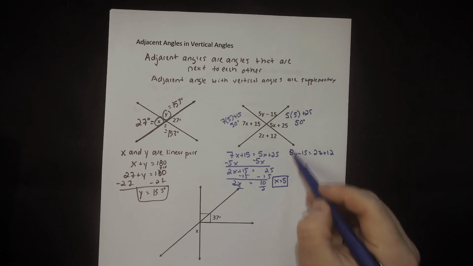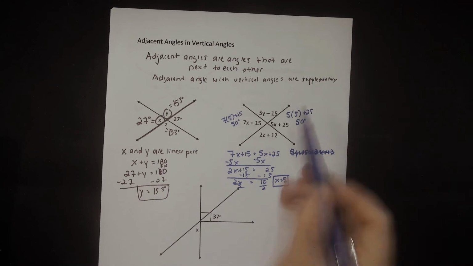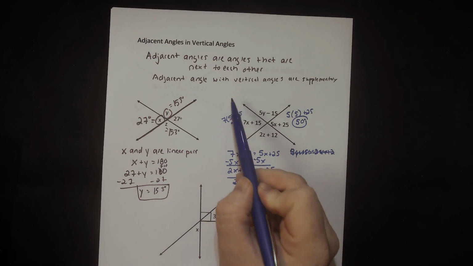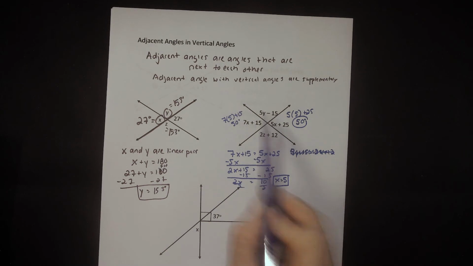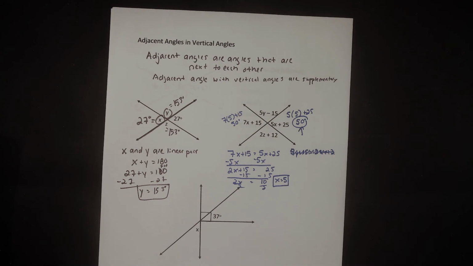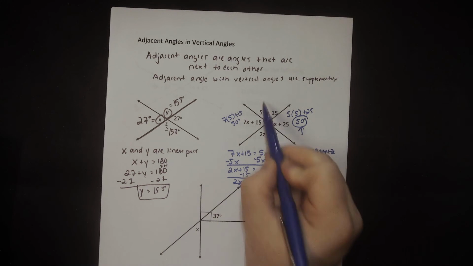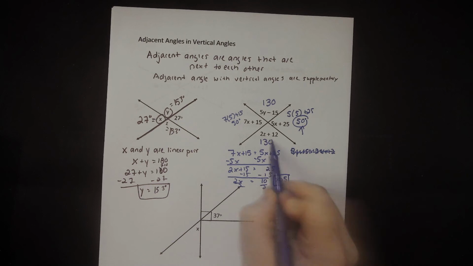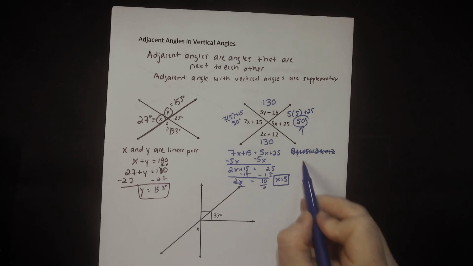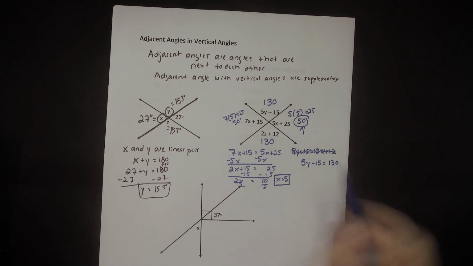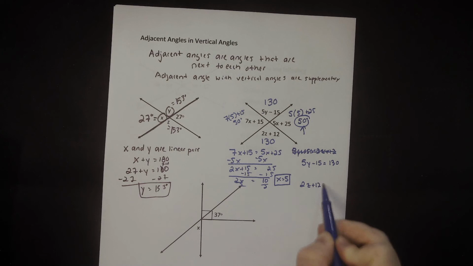Well, it turns out I don't have to do this at all. Because if I know this is 50, if I use the thing I just learned that adjacent angles are supplementary, well, then these two have to add up to be 180. Well, I know this one is 50. So that means, what is the supplement of 50? 130. They have to add up to be 180, right? And then by process of being vertical, this also has to be 130. Because remember, angles across from each other have to be equal to each other. So 5y minus 15 equals 130. 2z plus 12 equals 130.